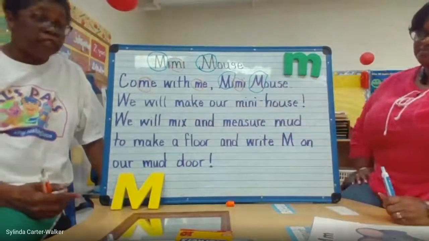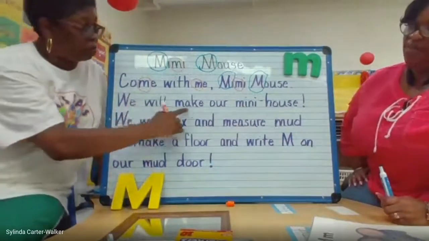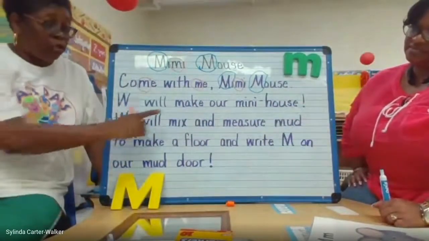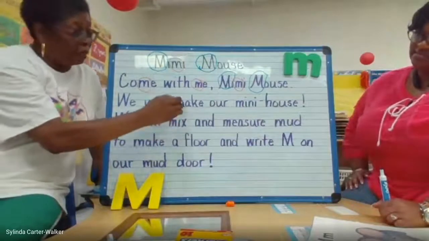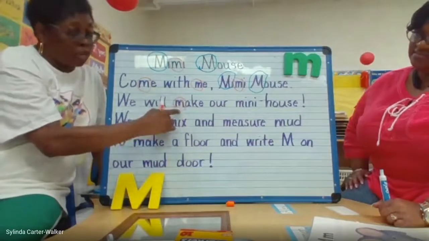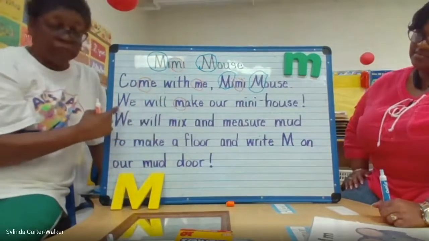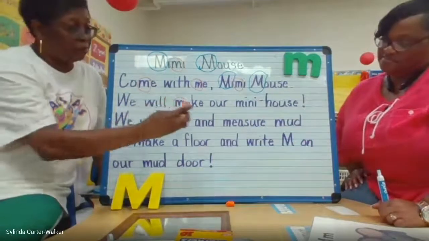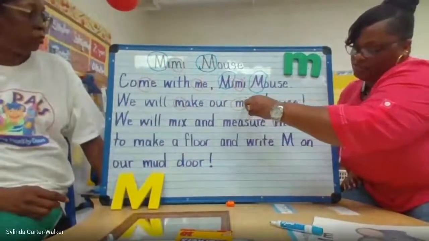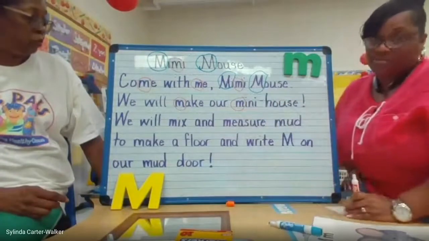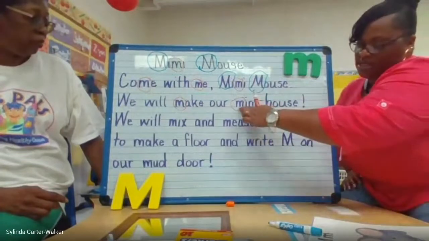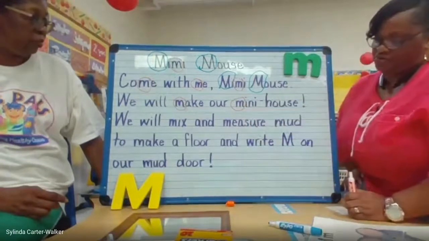The next sentence reads, we will make our mini house. Now, we have the word make, which is not a person, place, or thing. So it's not going to be capitalized and it's not at the beginning of the sentence. And mini, for the same reason. It's not a person, place, or thing, and it's not at the beginning of a sentence. So that's why it has a lowercase m. And so we circled it.